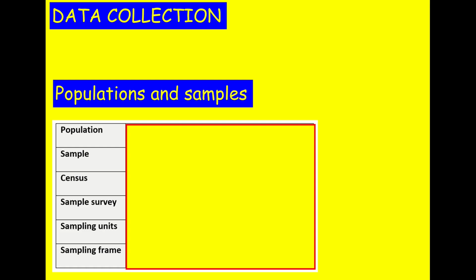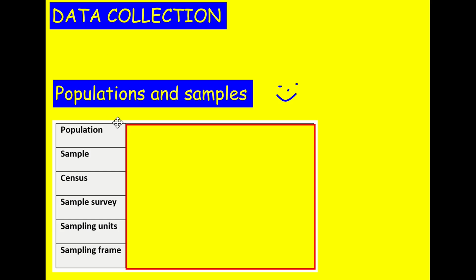So we're going to start a unit called data collection, and today's topic is populations and samples. Okay, the first thing I want you to do is look at these 6 words and try and write definitions for them. Just give it your best shot, okay? Don't be lazy and think, oh yeah, I'll just think of the definitions. Go for it, and then you can see how close you are with mine. So pause the video and have a go.